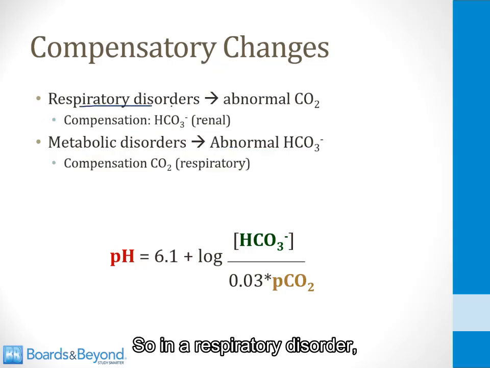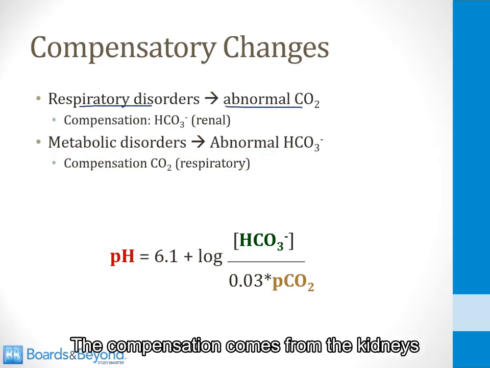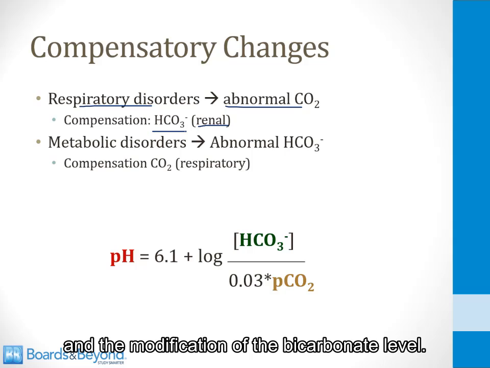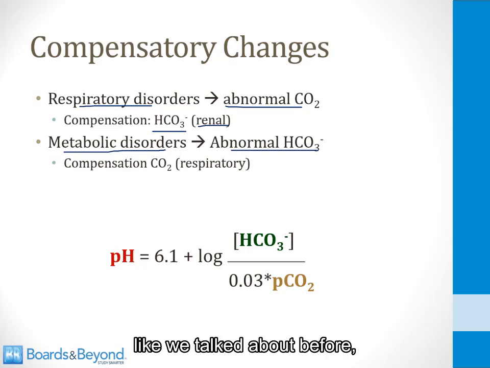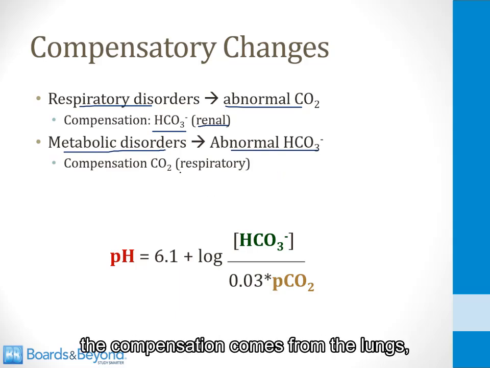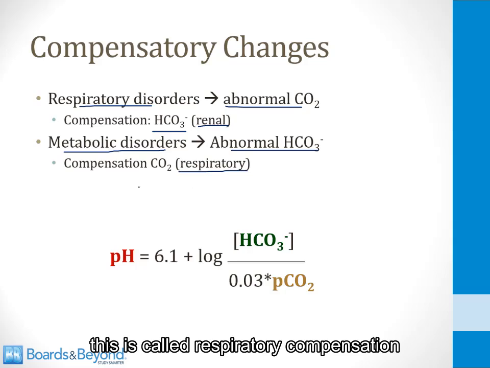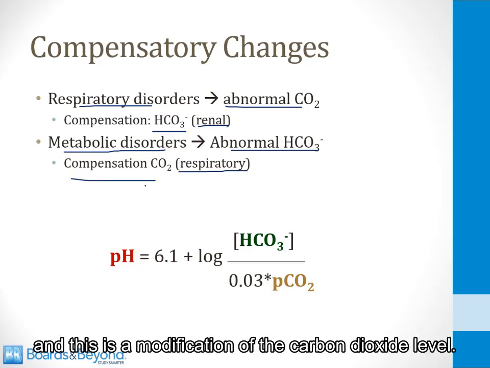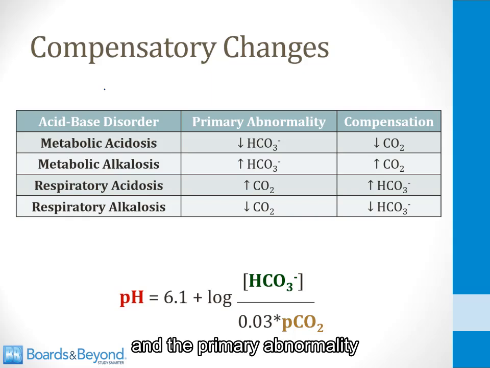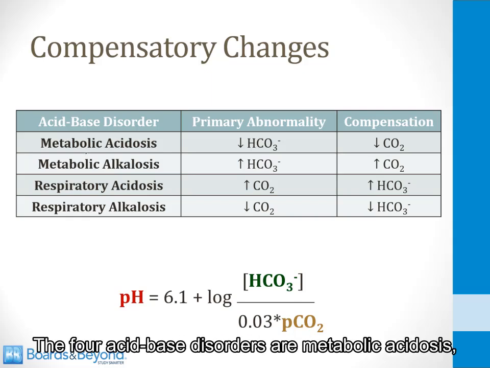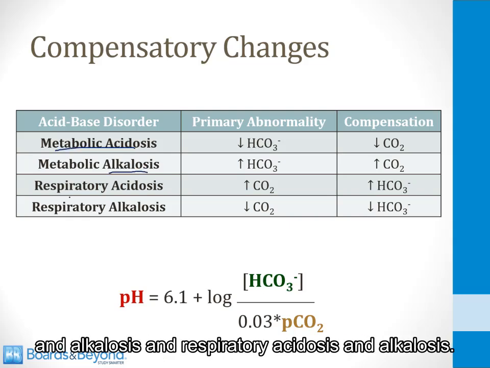So in a respiratory disorder, you have an abnormal carbon dioxide level. The compensation comes from the kidneys and the modification of the bicarbonate level. In contrast, in a metabolic disorder, you have an abnormal bicarbonate level like we talked about before. The compensation comes from the lungs. This is called respiratory compensation, and this is a modification of the carbon dioxide level. So on this slide, I've listed the 4 acid-base disorders and the primary abnormality and the physiologic compensation. The 4 acid-base disorders are metabolic acidosis and alkalosis and respiratory acidosis and alkalosis.